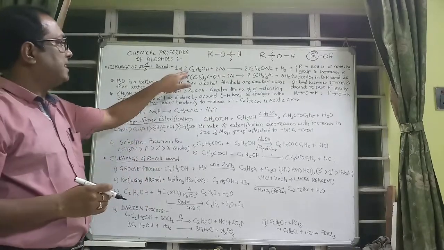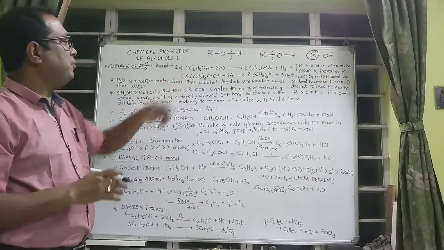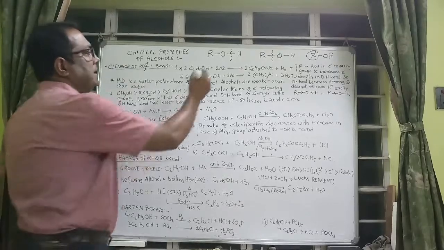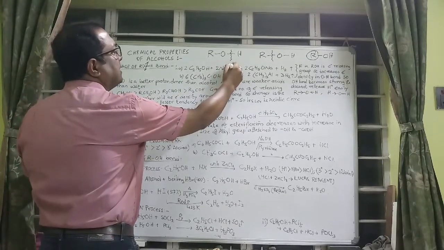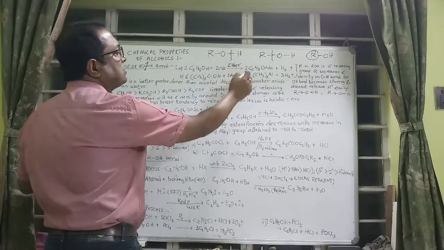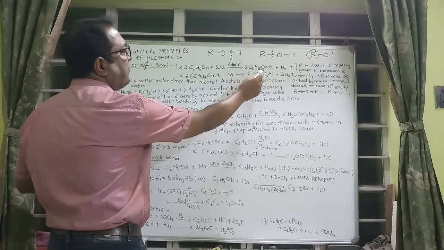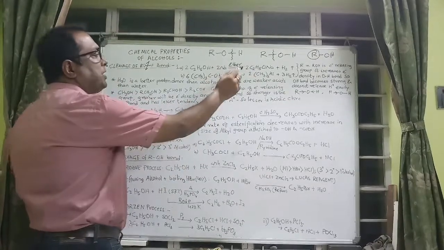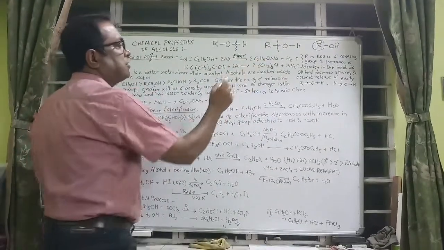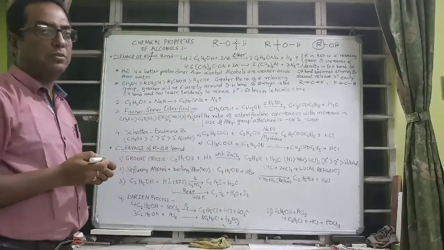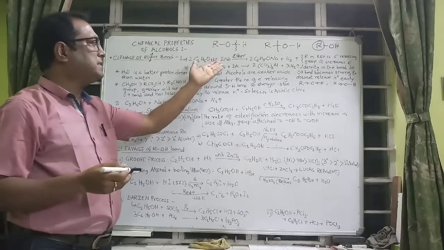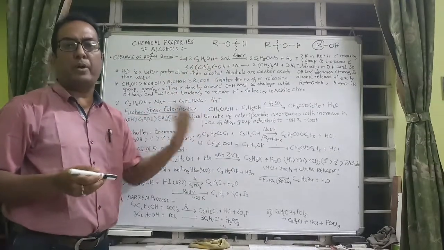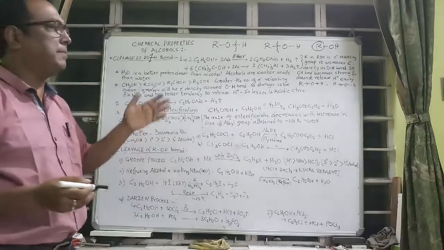So let us see the first one, C2H5OH with sodium in the presence of ether. It is going to form C2H5ONa, sodium ethoxide, and hydrogen. So hydrogen is evolved. You can take any such kind of metal like sodium, potassium, calcium, magnesium, aluminium.